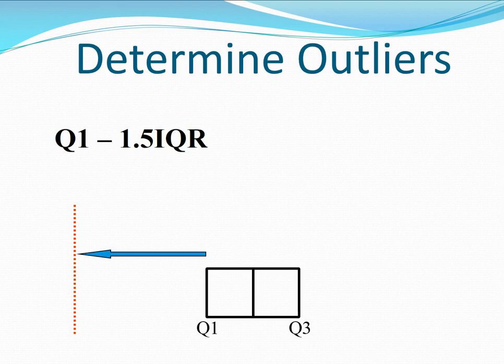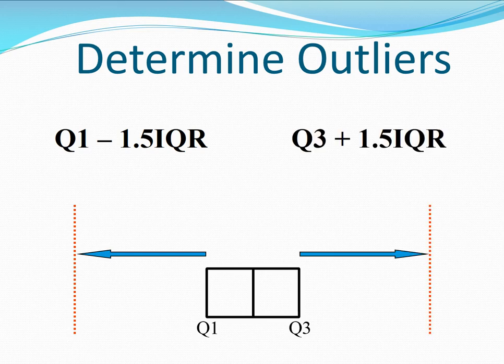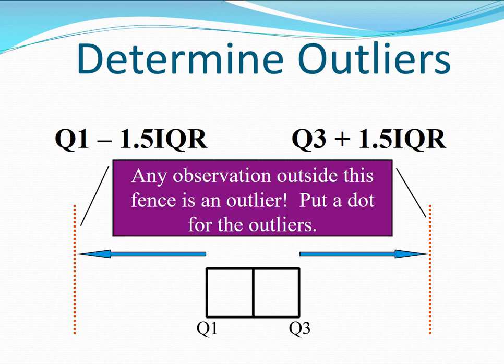Next, to determine an outlier, here's the first formula. This is the formula for the lower outliers. You do Q1 minus 1.5 times the IQR, and you calculate a number for that, and that number then would be what we call the lower fence, which is the dotted line. The upper fence is Q3 plus 1.5 times the IQR, and you use that then to construct the upper fence. Any observation that's outside of that fence is considered an outlier, and we would put a dot for those outliers.